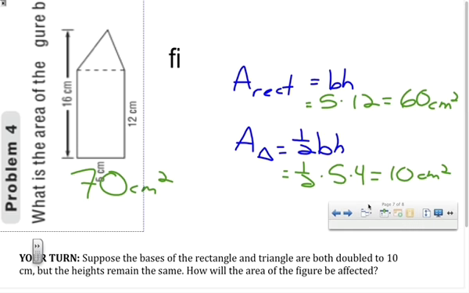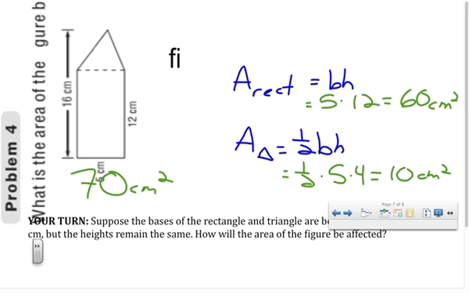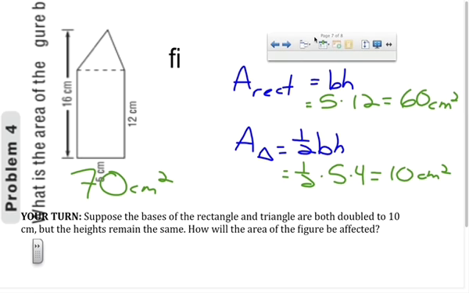Okay? And then the last question in your notes is asking, what if I double the base of the rectangle and the base of the triangle, but I leave the heights alone? How will the area of the whole figure be affected? Alex, what do you think? Okay, what about the rectangles? Well, no, if I'm doubling the base of the rectangle also, it will also double, which means the area of the whole thing will just double.